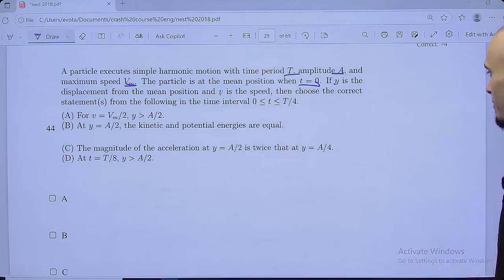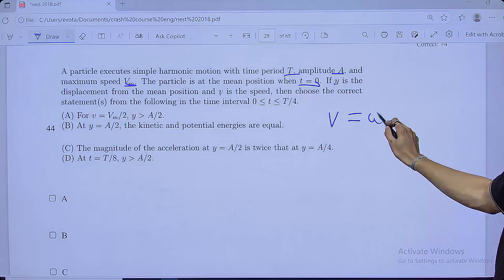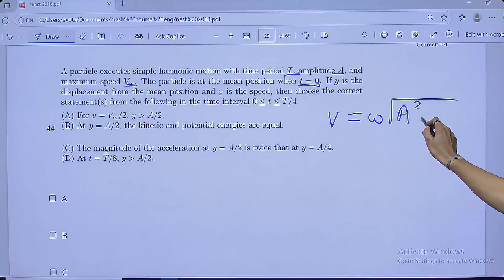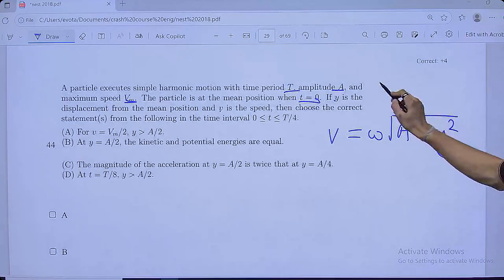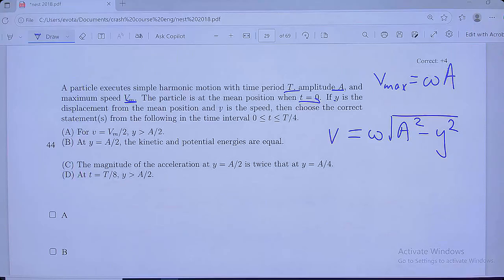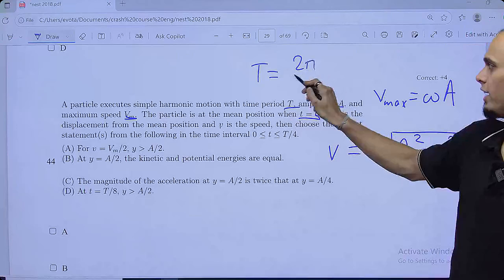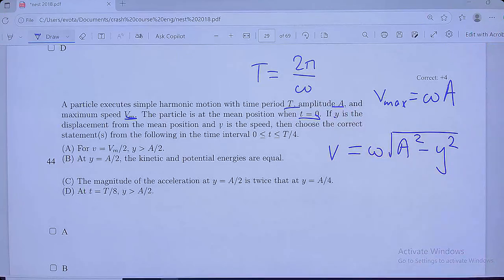SHM basic theory, you should know that velocity at any displacement y should be equal to omega into under root a square minus y square. Very standard result. Everyone should know this result. It is basically the kinematics for a simple harmonic motion. And v maximum in this case is equal to omega into the amplitude itself, a, and omega we know is 2 pi by time period, or t is equal to 2 pi by omega. We can calculate from here.